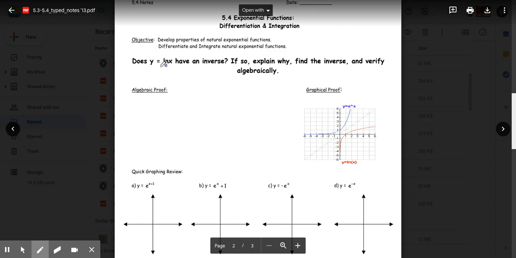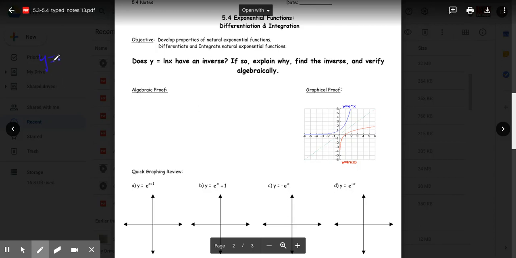Based on last section, does the natural log of x have an inverse? If so, explain why, find the inverse, and verify algebraically. So here's the deal. A function has an inverse if it's monotonic. Monotonic means it's either always increasing or always decreasing. To tell, we can look at the derivative if we don't know what the function looks like.